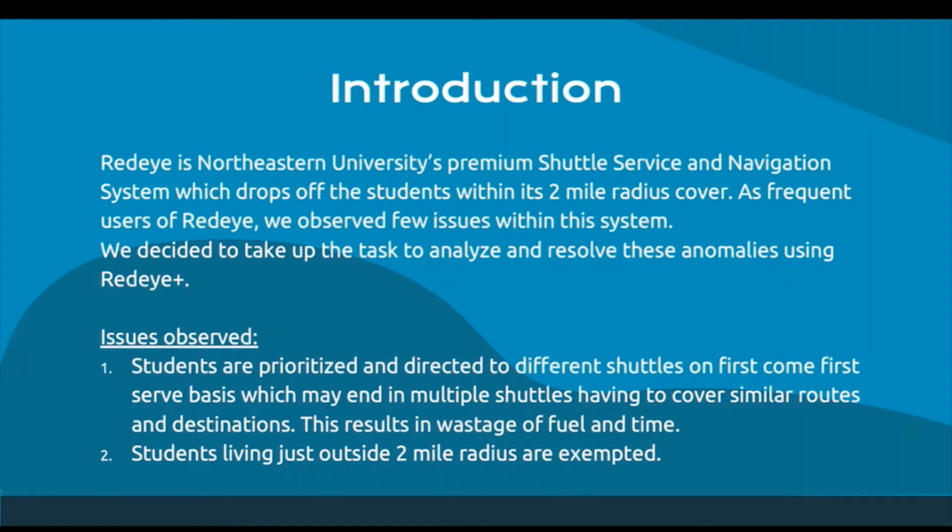So the issues that we observed were that the students are prioritized and directed to different shuttles on a first come first served basis, which may end up in multiple shuttles having to cover similar routes and destinations. This results in wastage of fuel and time. Secondly, students living just outside the 2-mile radius are not included.